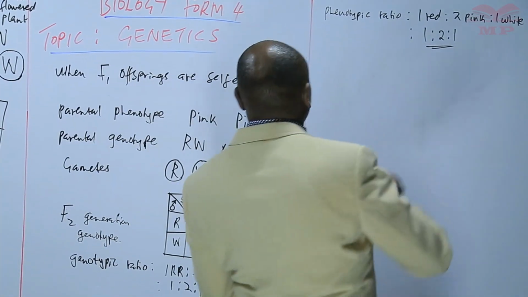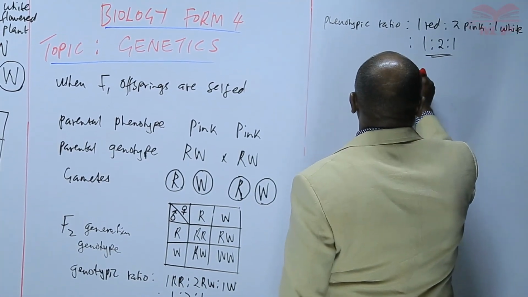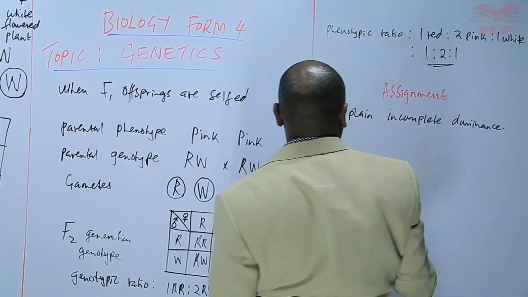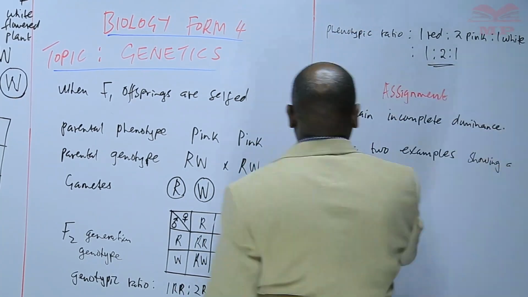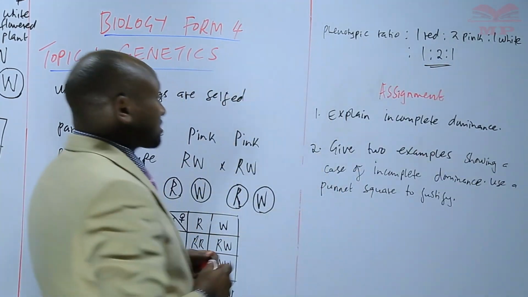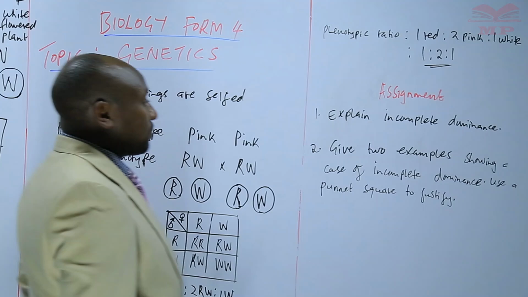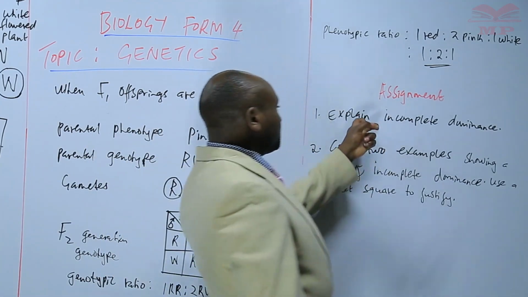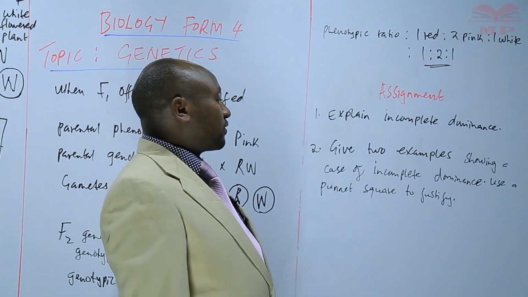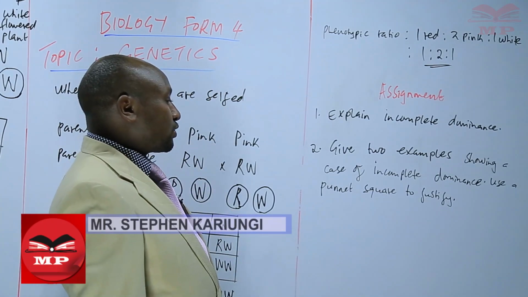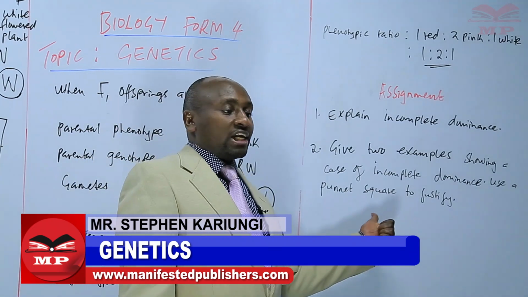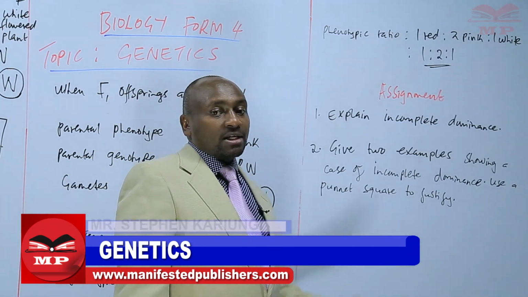At that point, we can have an assignment. The first question: explain incomplete dominance. Second, give two examples showing a case of incomplete dominance, and for the second case, use a Punnett square to justify that it is actually incomplete dominance. We'll stop there.